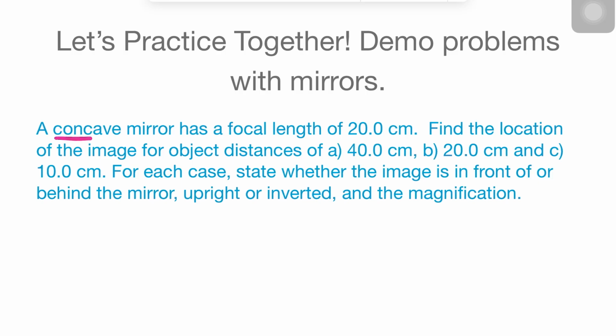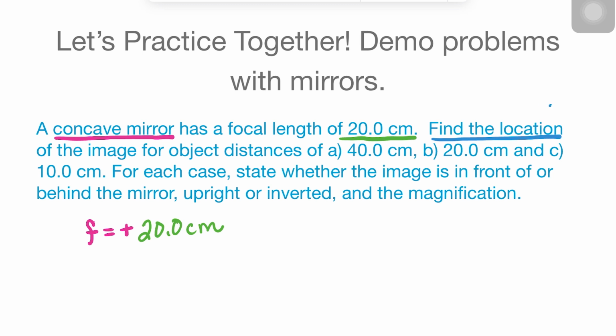All right, let's read the problem and get organized with what our givens are. So it's a concave mirror, and that immediately tells us that the focal length is going to be positive. And the problem says that it's 20 centimeters long. So my focal length is positive 20 centimeters.